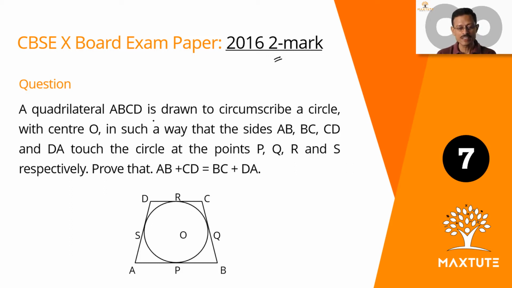A quadrilateral ABCD is drawn to circumscribe a circle with center O. Circle with center O, it is circumscribed by this quadrilateral ABCD in such a way that the sides AB, BC, CD and DA touch the circle at points P, Q, R and S. What we need to prove is AB plus CD, the sum of one pair of opposite sides, is equal to BC plus DA, the sum of the other pair of opposite sides.